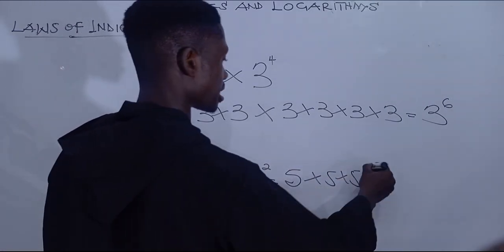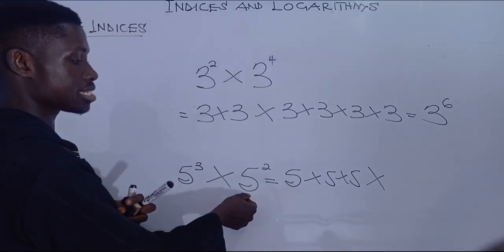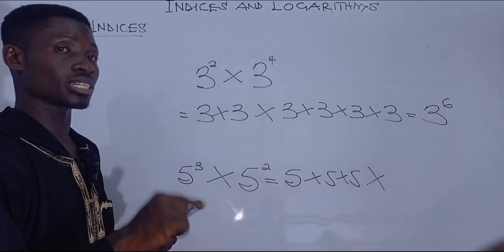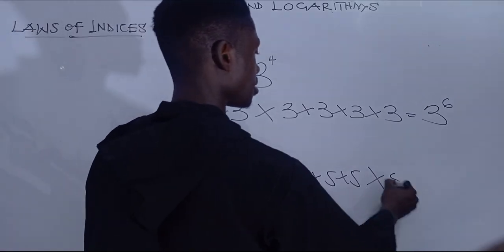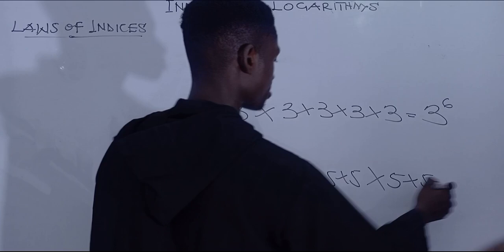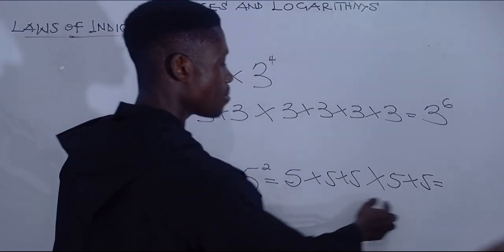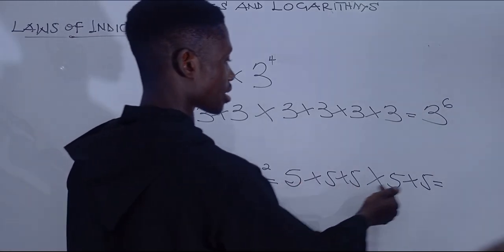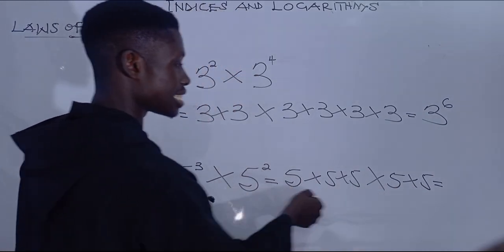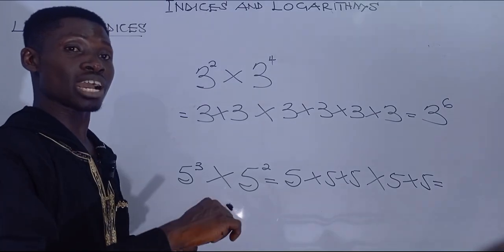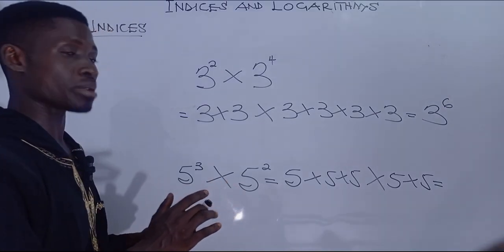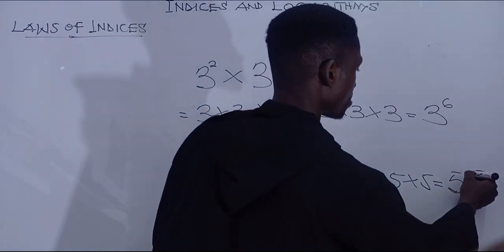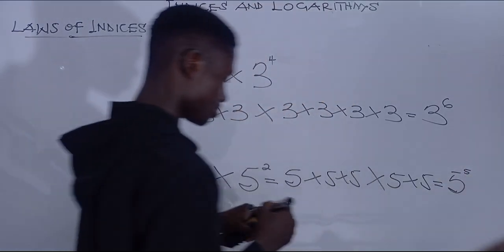Then we have this multiplication. Now this means that the number 5 is multiplying itself how many times? It is multiplying itself 2 times. So we have 5 times 5. So in all, how many times is the number 5 multiplying itself? We have 1, 2, 3, 4, 5. So in this expansion, the number 5 is multiplying itself 5 times. So we are going to write it as 5 raised to the power 5.